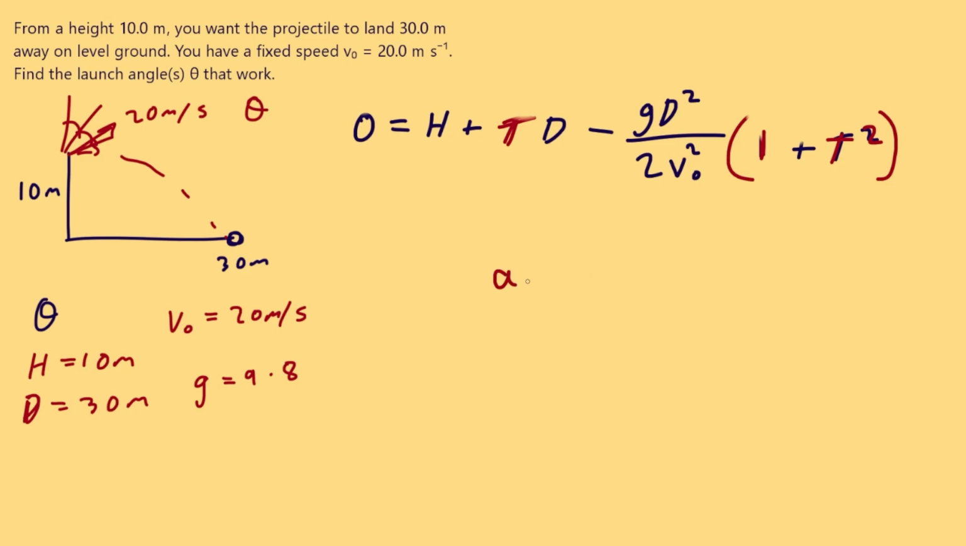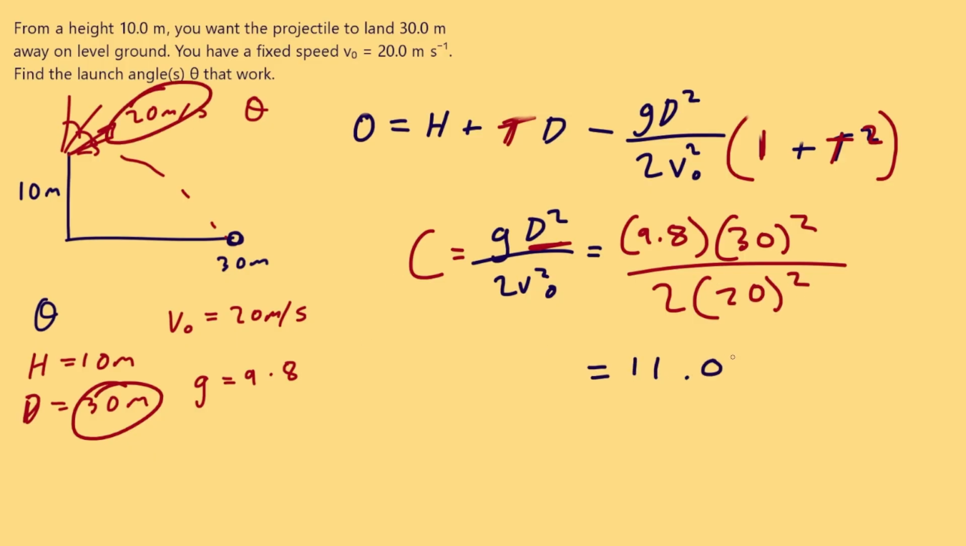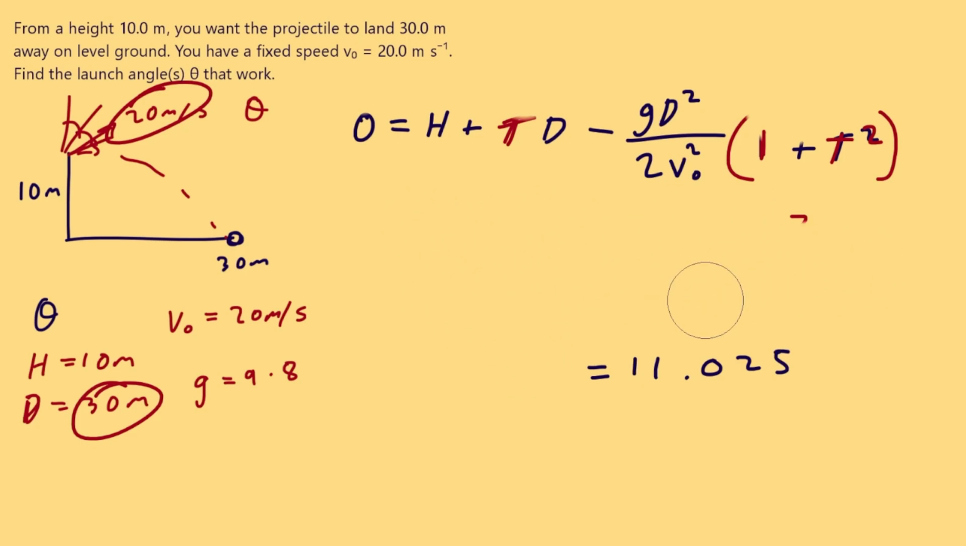Think back to the standard form quadratics, which is this. This would be a coefficient. And we're going to call this coefficient capital C. We're just going to go ahead and solve for the numerical value. So 9.8 multiplied by d squared. D is 30. Divided by 2 times initial velocity squared, which is 20 squared. That's equal to 11.025. So that's our capital C value here.